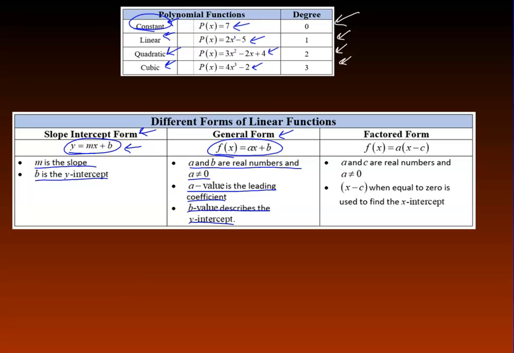The one that we haven't seen yet, and the one we're going to learn about today, is factored form. Factored form looks something like this: f of x equals a parentheses x minus c, where a and c are real numbers and a cannot equal 0. Then x minus c, when set equal to 0, is used to find the x-intercept. Factored form lets us find the x-intercept, and the other two forms, the general and the slope-intercept form, both let us find the y-intercept.